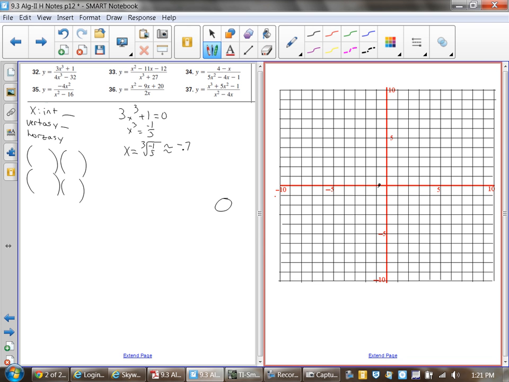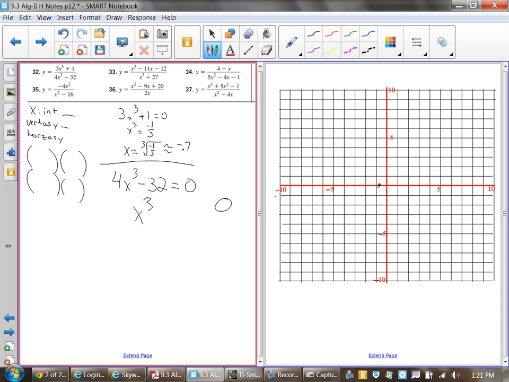That's okay. When I go to get my vertical asymptotes, I set the denominator equal to 0. Again, I'm going to solve for x here. Add 32, divide by 4. So I have x cubed is 8. What's the cube root of 8 then? 2. Good. All right. So I have then a vertical asymptote at +2.